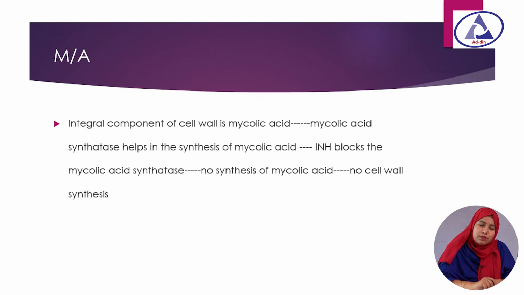Then what is the mechanism of isoniazid? In Mycobacterium tuberculosis, the integral component of the cell wall is mycolic acid. This is the main part of the Mycobacterium tuberculosis organism. The mycolic acid synthetase enzyme helps in the synthesis of mycolic acid, and the drug isoniazid blocks this enzyme. Which enzyme? Mycolic acid synthetase enzyme. So there is no synthesis of mycolic acid, and as a result no cell wall synthesis, or the cell wall becomes defective or breaks down.